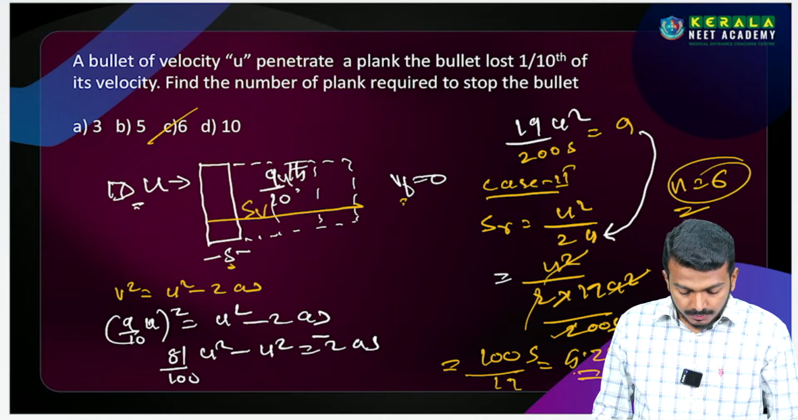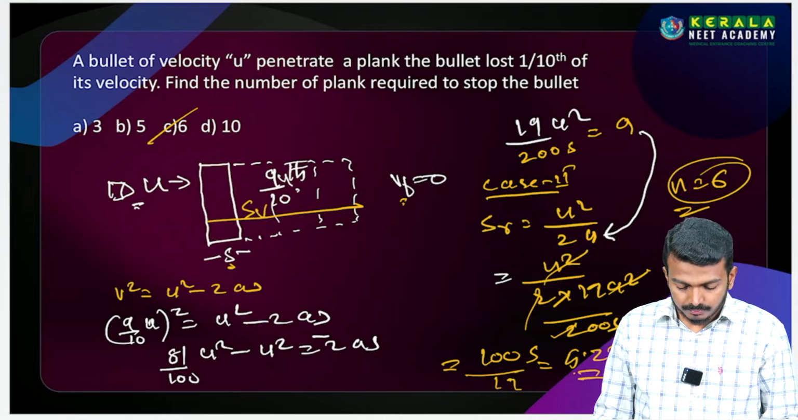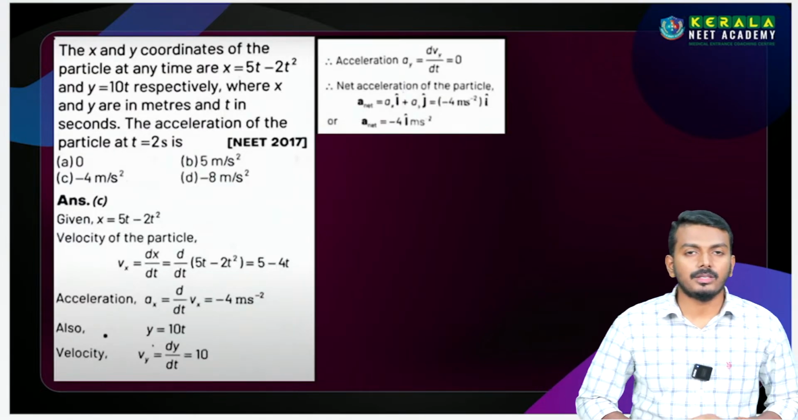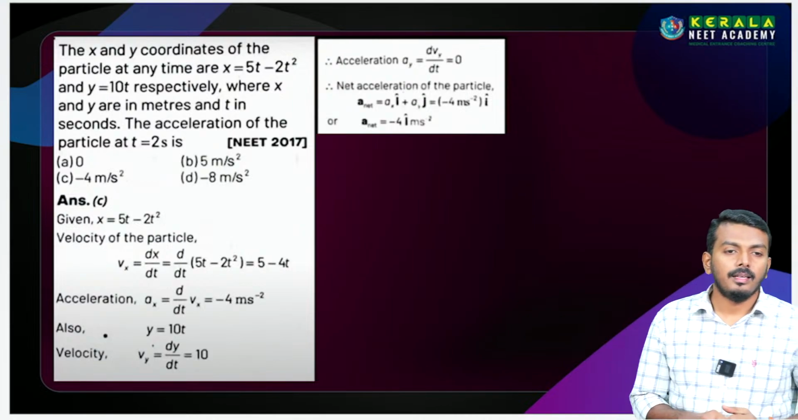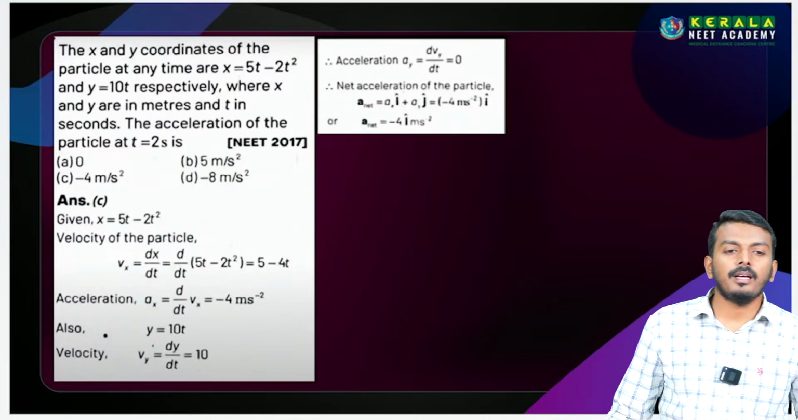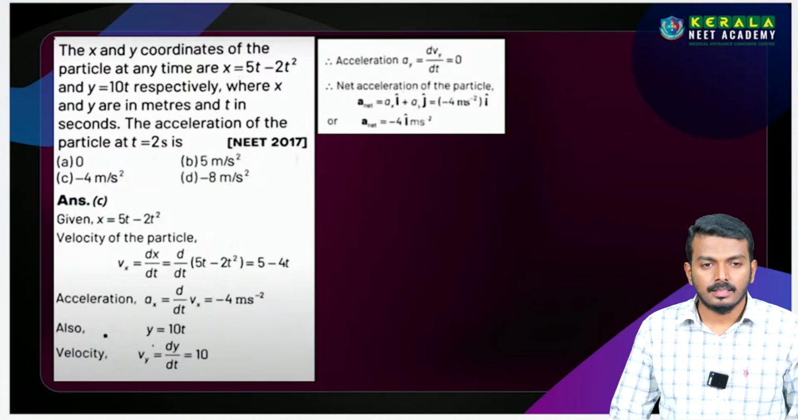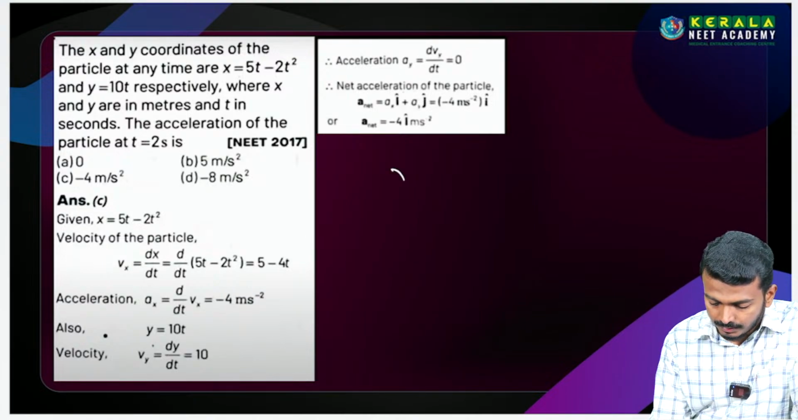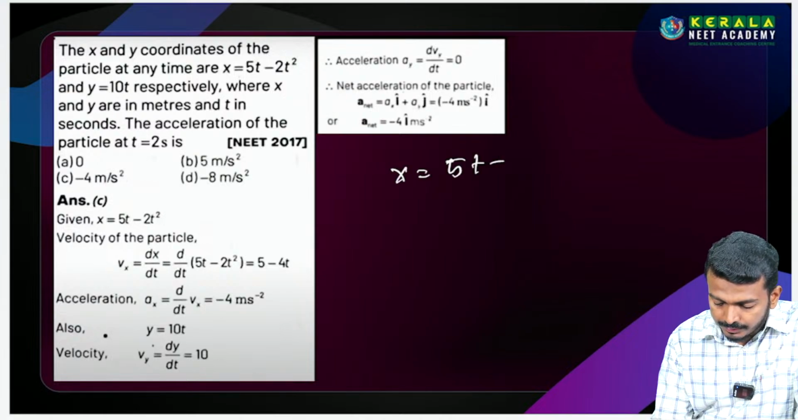Okay. Yes, anyway. The next question. Come to the next question. What is given in the next question? Next question: the x and y coordinates of the particle at any instant are given by, the x value is given. What is the value of x? x is equal to 5t minus what? 2t square.